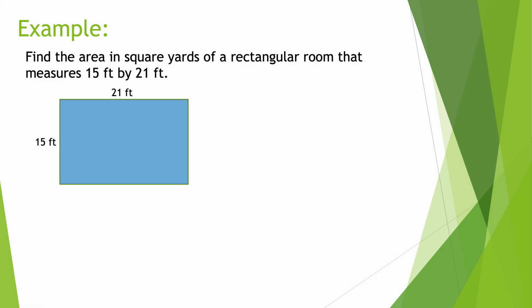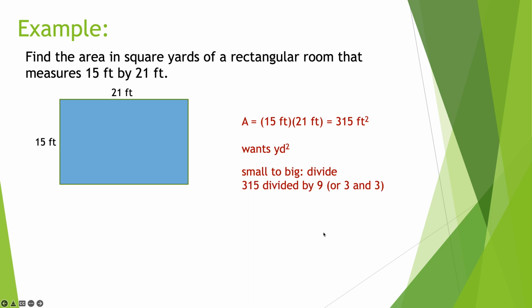There's more than one way to do this, but let's start with our first approach. The area will be 15 feet times 21 feet, which is 315 feet squared, or square feet. But it wants yards squared. So what's the conversion factor? The conversion factor is going to be 3, and we're going from small to big, right? A foot to a yard. A foot is smaller than a yard. So I have to divide. 315 divided by 9. Why is it by 9? Because we're doing it in feet squared. The conversion factor is 3, but it's 3 squared, which would be 9. Or you could do 3 and 3 again.